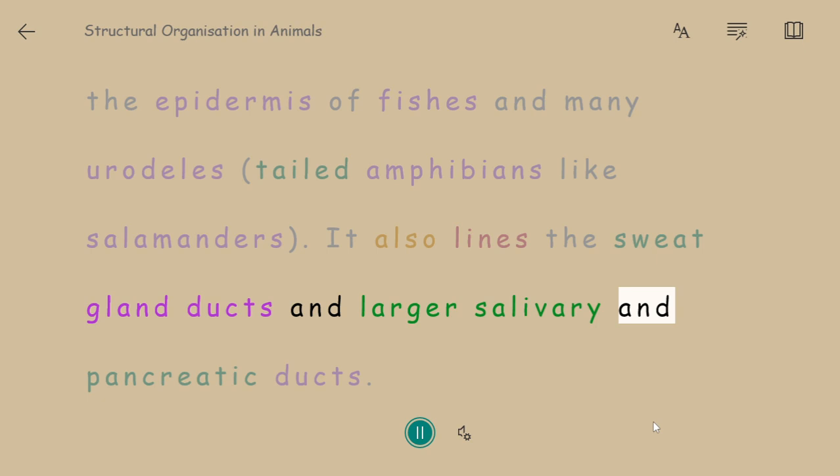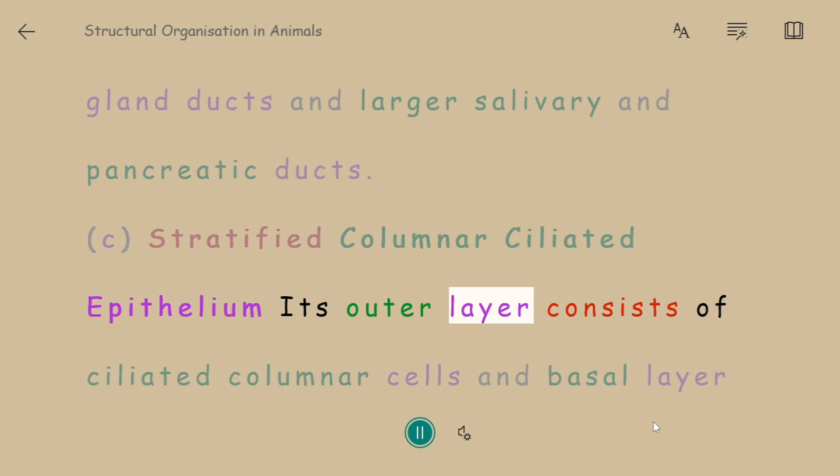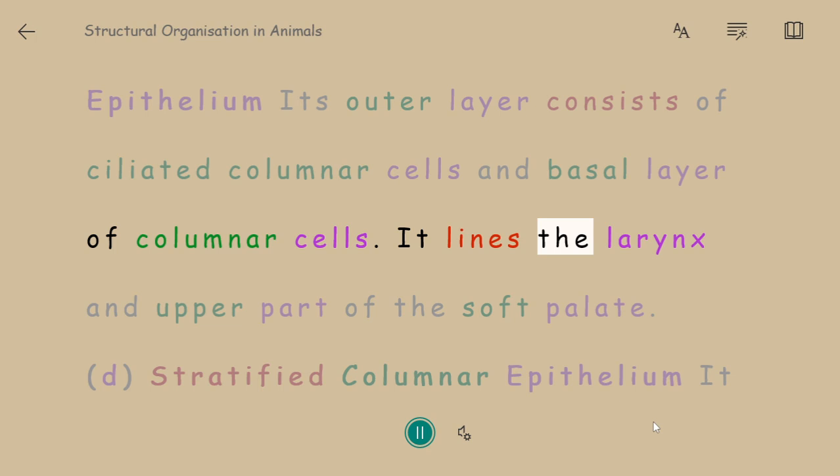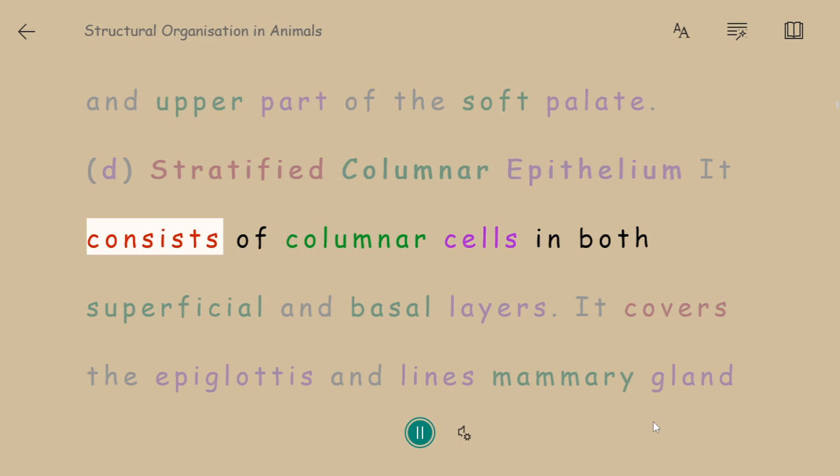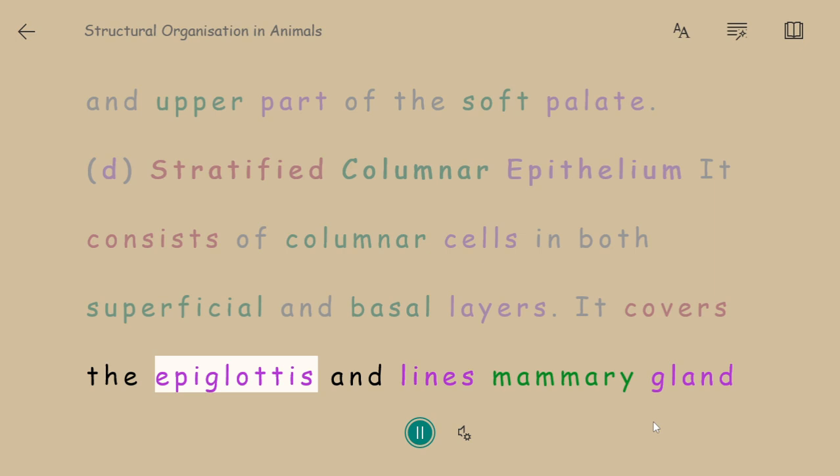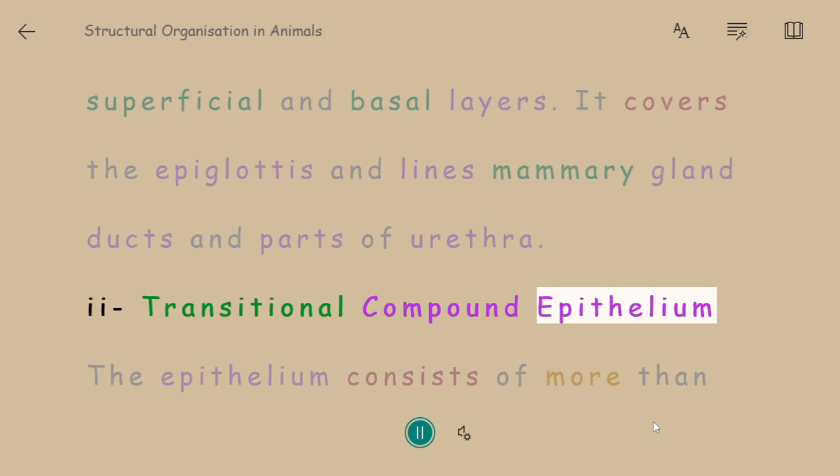C. Stratified columnar ciliated epithelium. Its outer layer consists of ciliated columnar cells and basal layer of columnar cells. It lines the larynx and upper part of the soft palate. D. Stratified columnar epithelium. It consists of columnar cells in both superficial and basal layers. It covers the epiglottis and lines mammary gland ducts and parts of urethra. 2. Transitional compound epithelium.